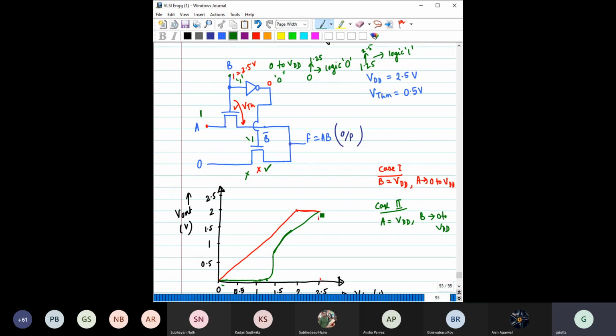Now please try to explain why it will not reach the maximum value immediately. Why does it rather take a shape similar to this? What do you think? What are the other things that are happening? Because there is a direct path from A to 0. There is a direct path from A to 0.